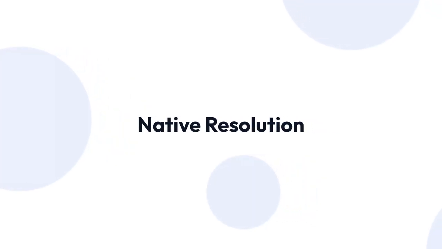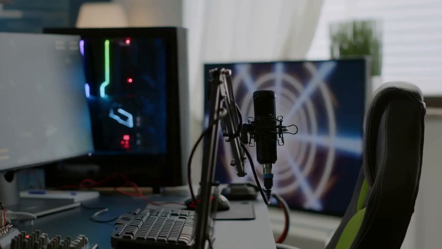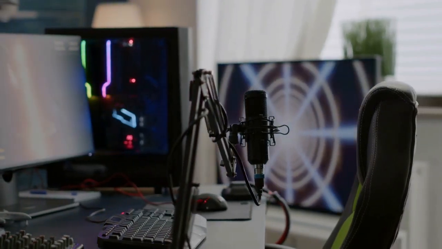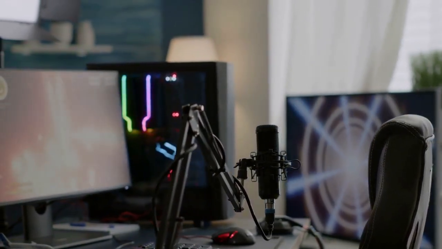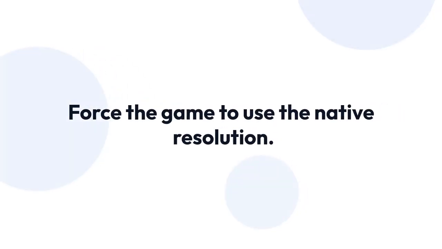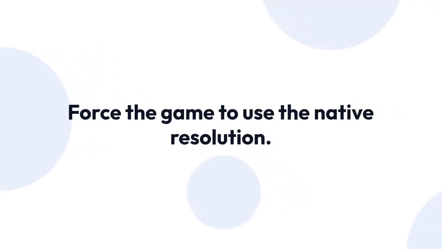First, let's talk about the Steam Deck's native resolution. It's 1280 by 800. Many games will default to this. Sometimes, they don't. This can lead to display issues. One simple fix is to force the game to use the native resolution.